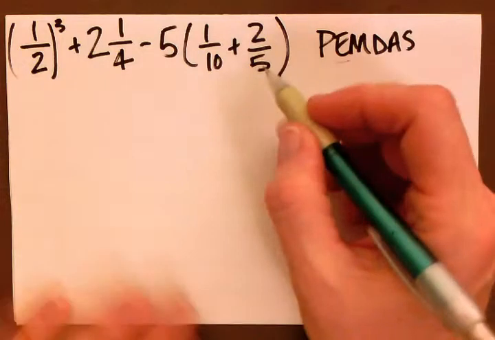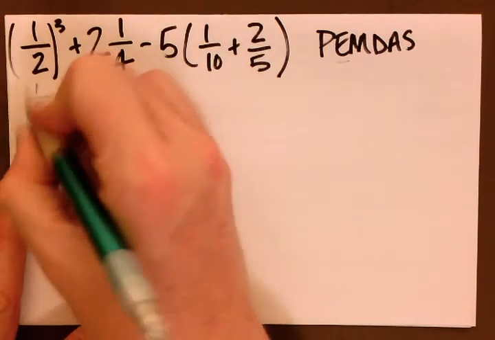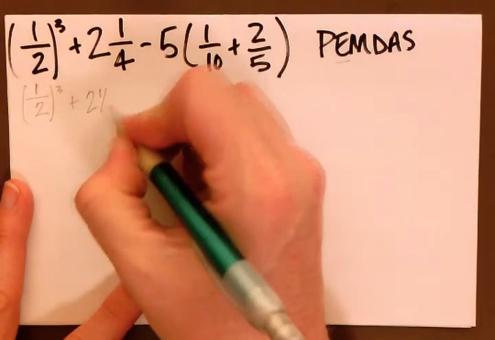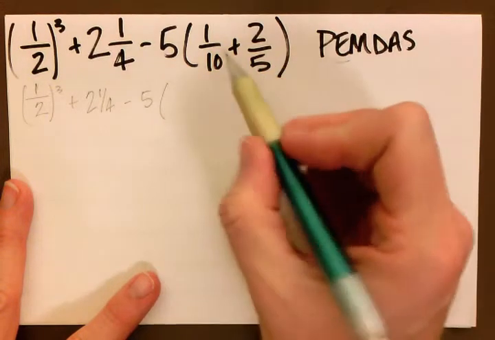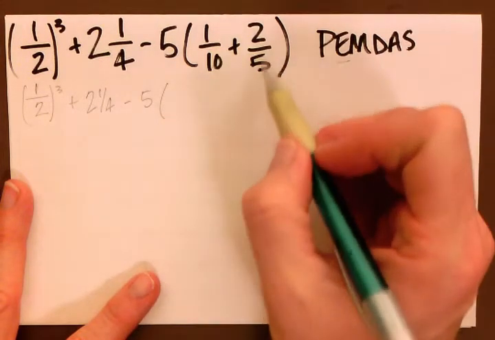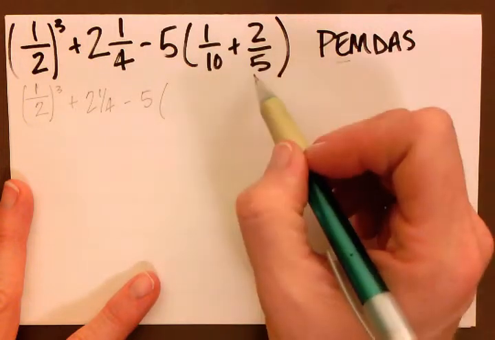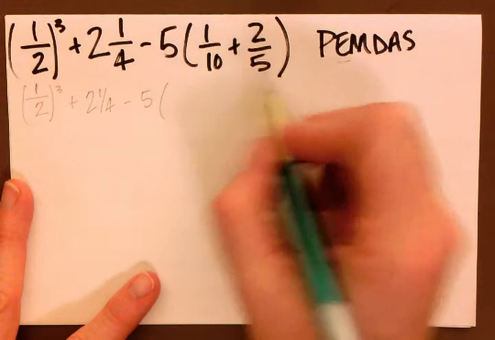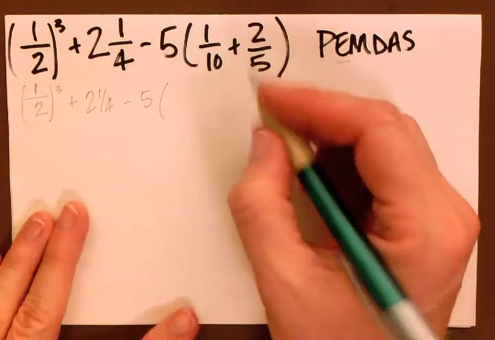So we'll start with what's inside of our parentheses. We'll go ahead and keep our 1/2 cubed. We'll keep our 2 1/4. And now we have 1/10 plus 2/5 inside of parentheses. We're going to want to add those two together and then multiply it by the 5 eventually. But first, in order to add them together, we do have to come up with a common denominator.